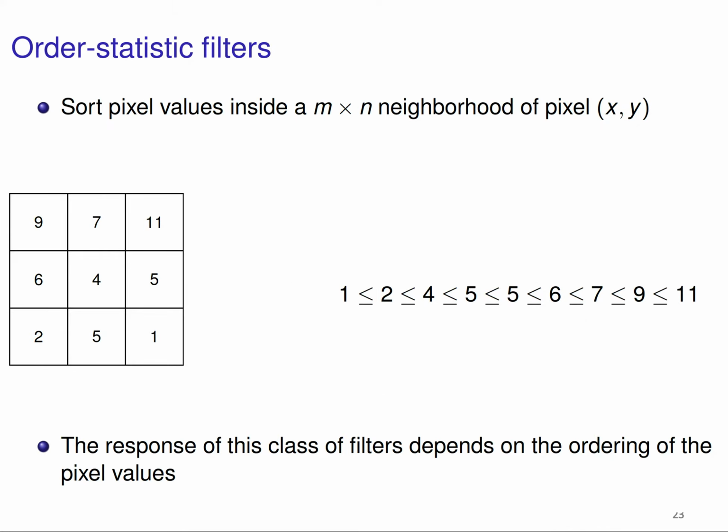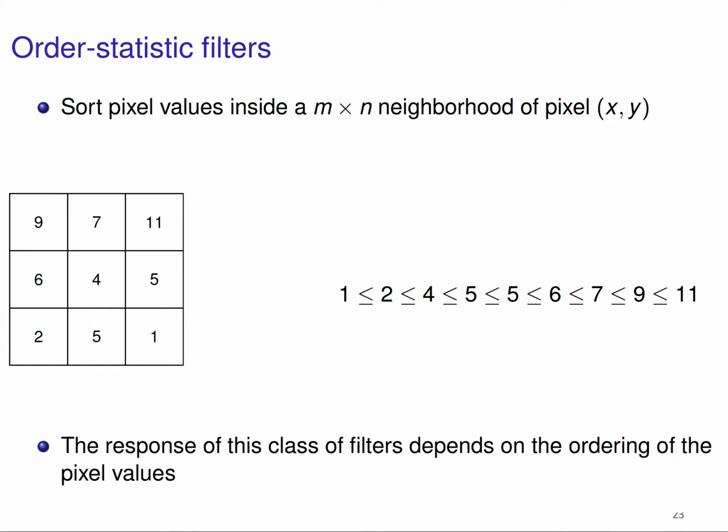For example, here is part of an image, a 3x3 section. The first thing we need to do in an order-statistic filter is sort the pixel values inside this matrix, and it doesn't have to be a square matrix; it could be of any dimensions from your original image. So this is not a kernel matrix, this is the original image. We sort the values ascendingly, from 1 to 11, where 11 is the maximum grayscale value of this part of the image. The response of this class of filter depends on the ordering of the pixel values.